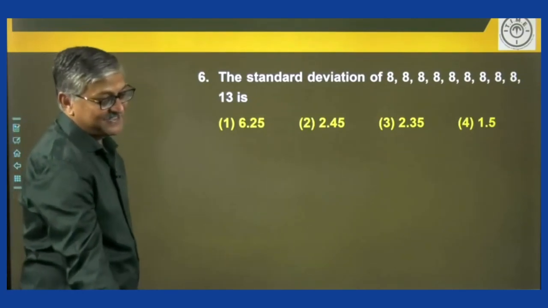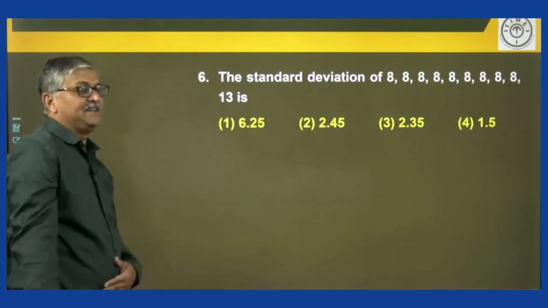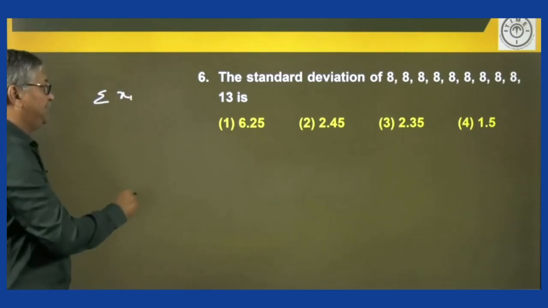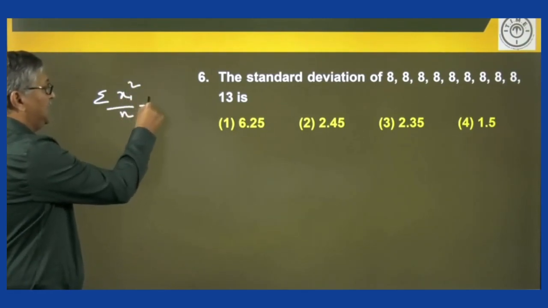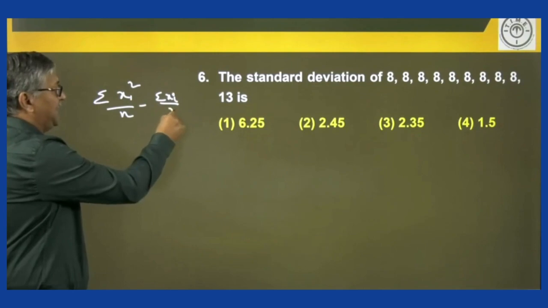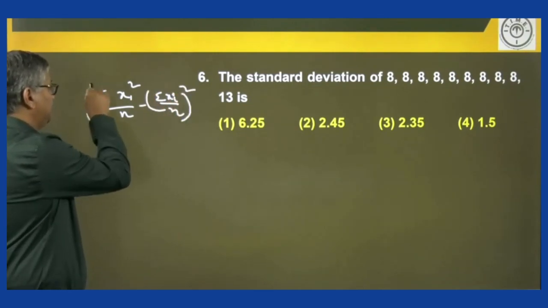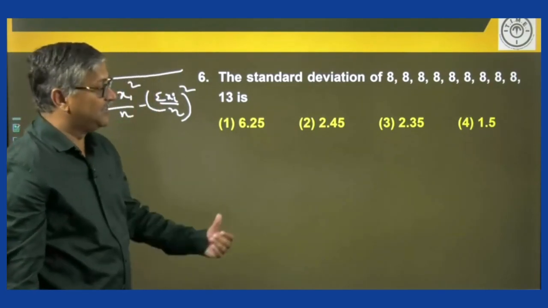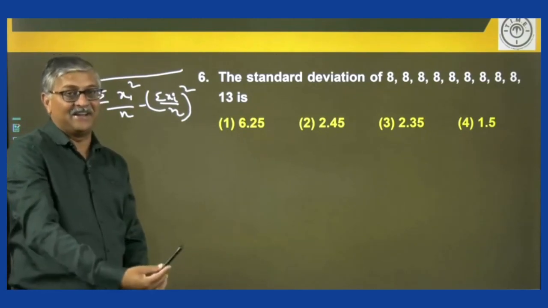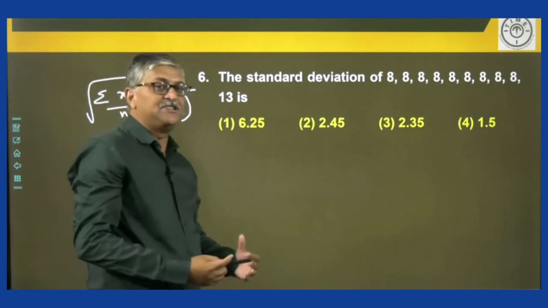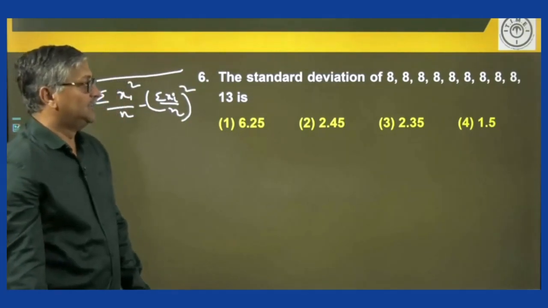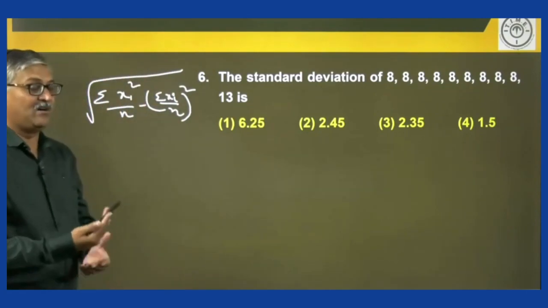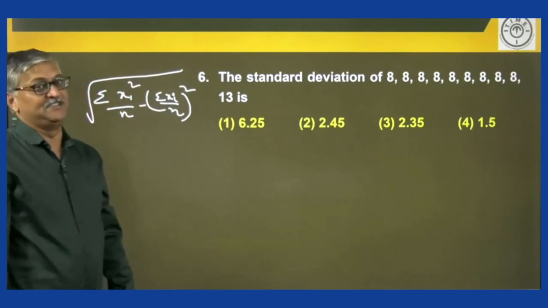Now this is the standard deviation. What does standard deviation mean? Simply square root of sigma xi square by n minus sigma xi by n whole square. This is the way to calculate the standard deviation. And we know the important point, when a constant is added or subtracted, there is no change in the standard deviation. So here they have given 8, 8, 8, 8 like this till 13. So whenever we add or subtract a constant, there is no change in the standard deviation.